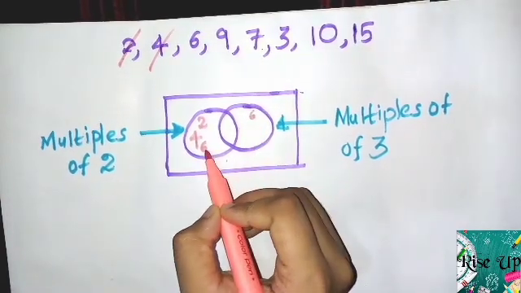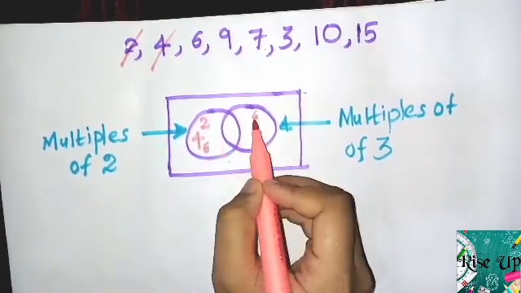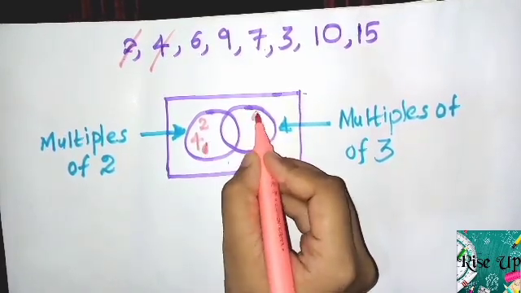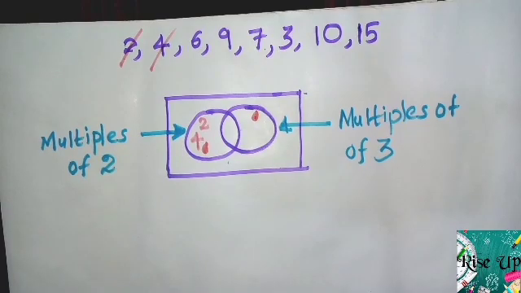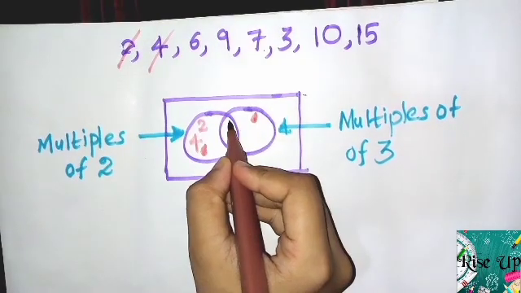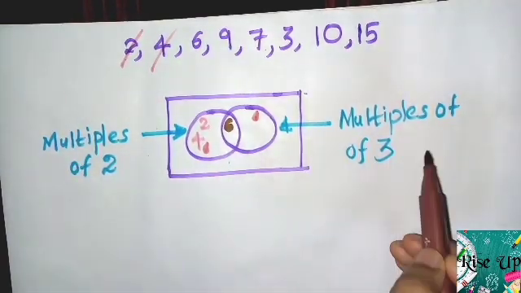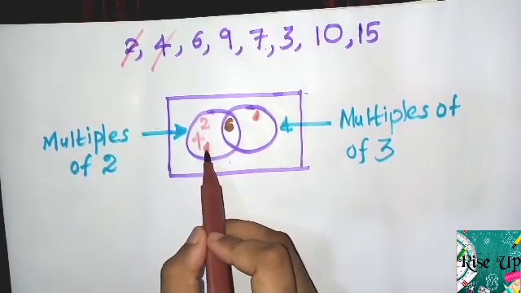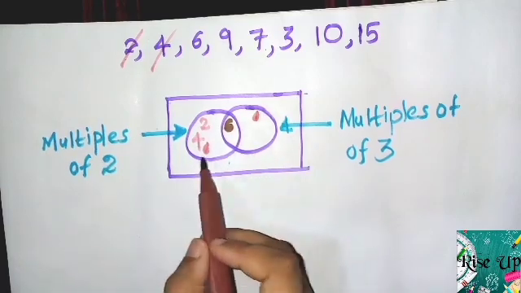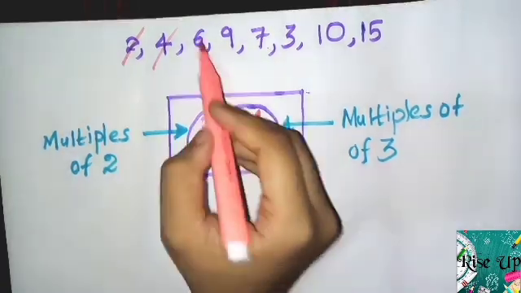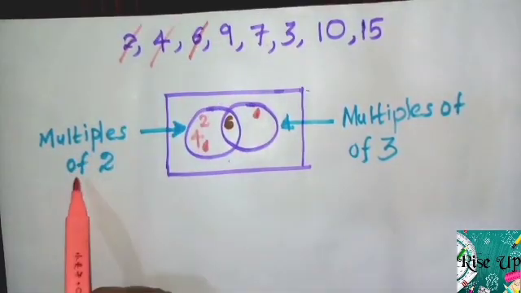Now can you observe that 6 is in both the multiples of 2 and multiples of 3 sets? So we don't write it separately in both sets. We have to write it in a common place. As I taught you before, when a number is common, you write it in the middle. Therefore 6 belongs to multiples of 2 as well as multiples of 3, so we don't write it separately in each set. You have to write it in the common circle. Cut it off.